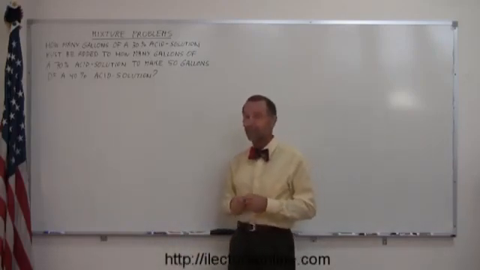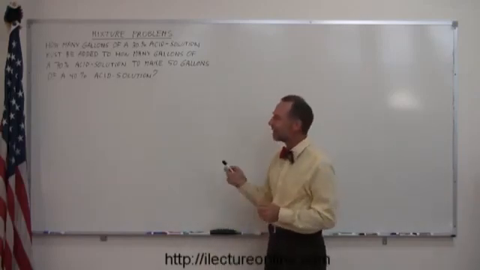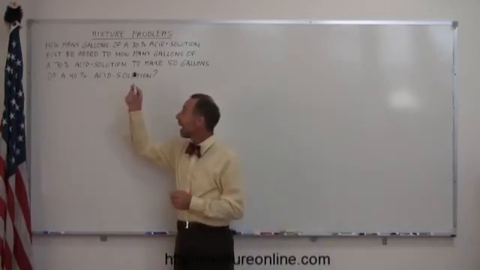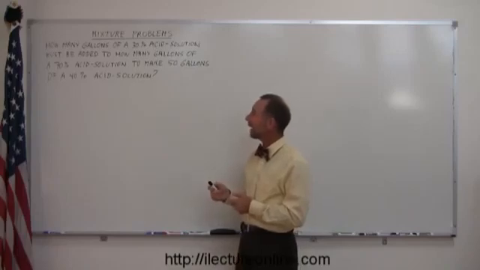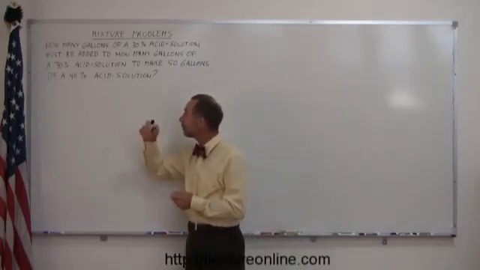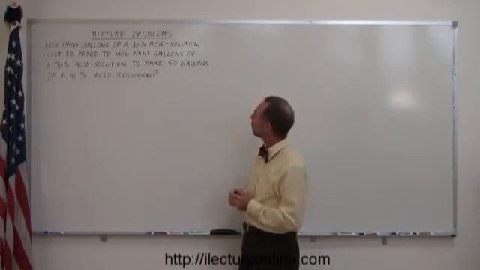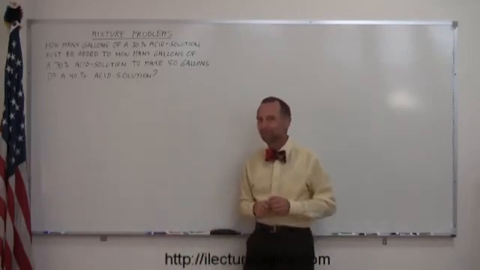All right, let's read this one. One of the things you need to do when you do mixture problems or any kind of word problems, you need to read the problem very carefully. So here goes. It says, how many gallons of a 30% acid solution must be added to how many gallons of a 70% acid solution to make 50 gallons of a 40% acid solution?